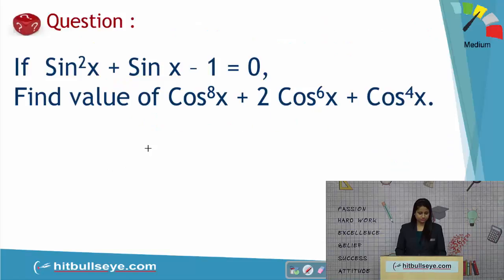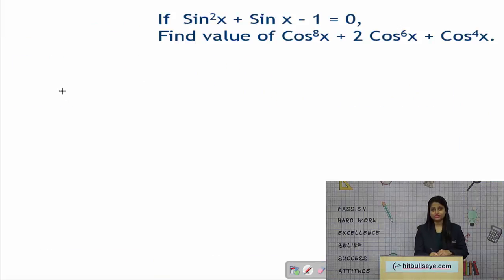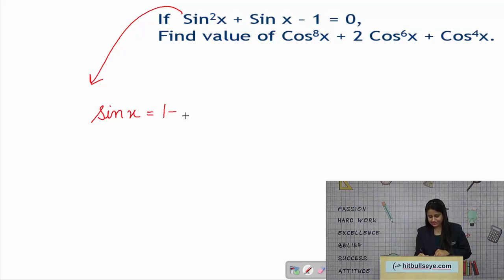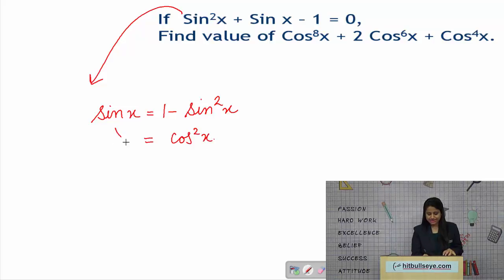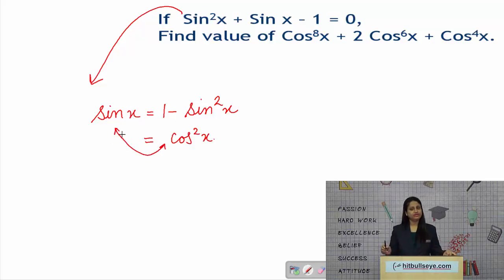Now coming to the next question. Medium 1. It says, if sine square x plus sine x minus 1 is equal to 0, find the value of cos raised to power 8x plus 2 cos x to the power 6 plus cos x raised to power 4. Time to use the identities. This can be written as sin x is equal to 1 minus sine square x. As we know that sine square theta plus cos square theta is equal to 1, it will become cos square x. So sin x is equal to cos square x according to the given condition.